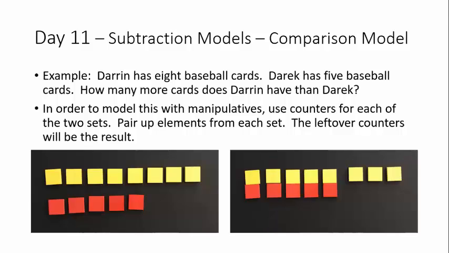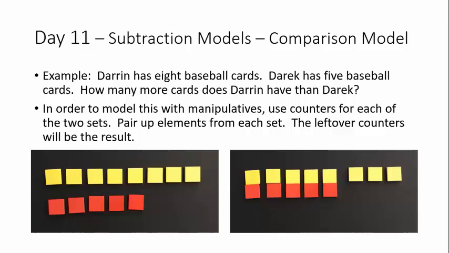This is the comparison model. Darren has 8 baseball cards. Derek has 5 baseball cards. How many more cards does Darren have than Derek? Notice that you are comparing quantities that each boy has.